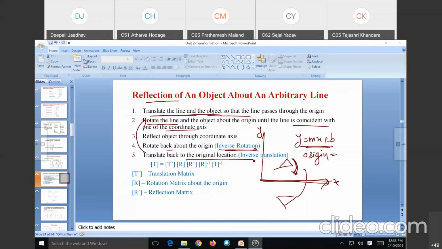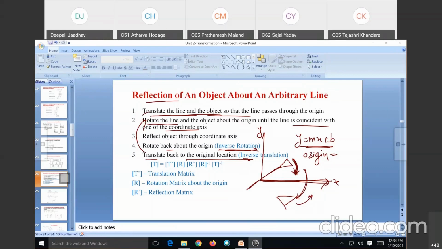See again, first translate the line and the object so that it passes through the origin. Rotate the line and the object; we need some rotation until it is coincident with the axis. After that, reflection is given. Reflect through that coordinate axis, suppose for example x. Then rotate back, means perform the inverse rotation. We have rotated here, so with that angle only rotate back. And then initially we have performed the translation, so for that we require to perform the inverse translation.